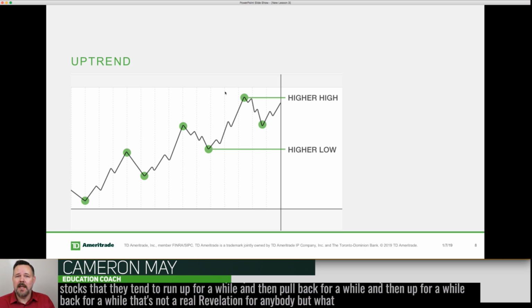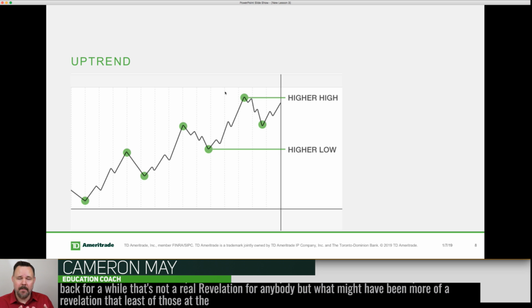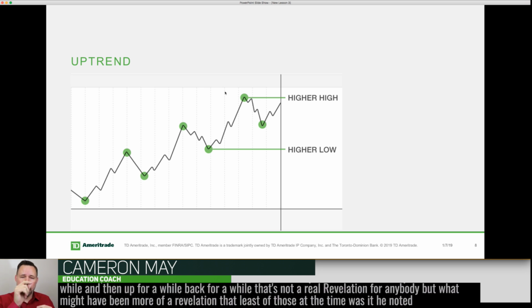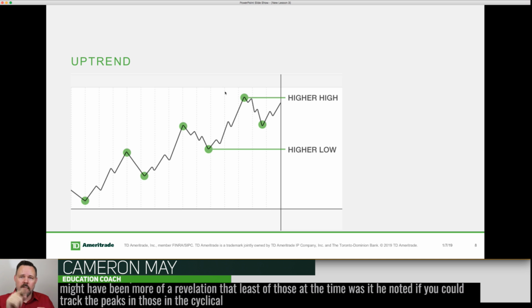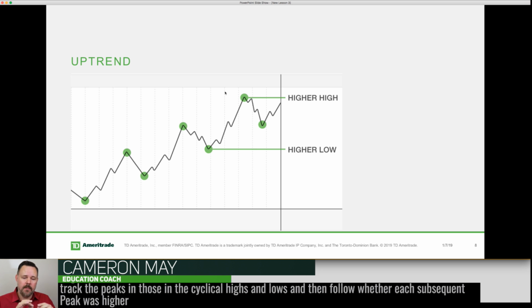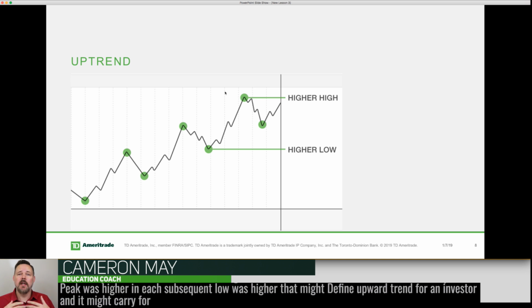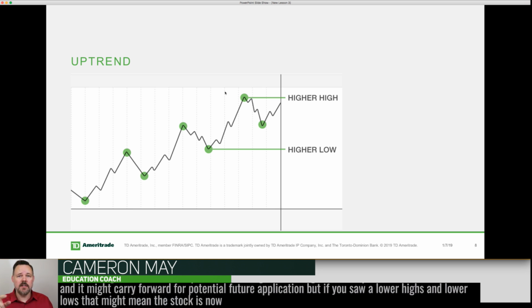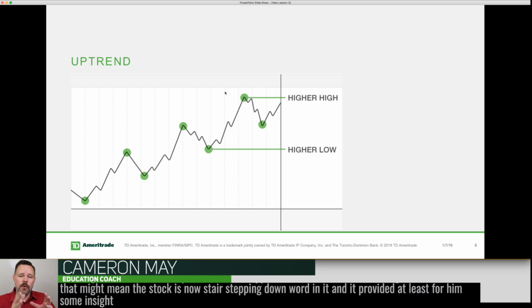But what might have been more of a revelation, at least to those at the time, was that he noted if you could track the peaks in these cyclical highs and lows, and then follow whether each subsequent peak was higher and each subsequent low was higher, that might define an upward trend for an investor, and it might carry forward for potential future application. But if you saw lower highs and lower lows, that might mean that the stock is now stair-stepping downward, and it provided, at least for him, some technical insight through that day-to-day noise into the overall direction of a stock.